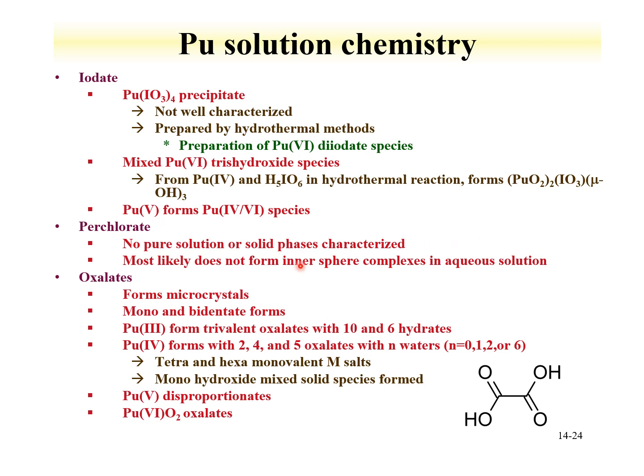They form microcrystals, can be formed with plutonium. The 4 and the 3 form precipitates. The 3 forms with 10 to 6 waters, and the 4 can form with 2, 4, and 5 oxalates with a given number of waters, anywhere from 0 to 6. As with other organic acids, the plutonium-5 tends to disproportionate, and you can form the plutonium-6 oxalates in solution, and they will precipitate.